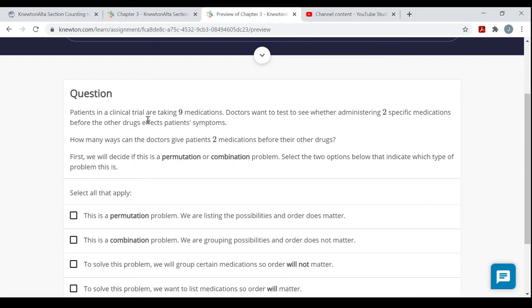Patients in a clinical trial are taking 9 medications. Doctors want to test to see whether administering 2 specific medications before the other drugs affects the patient's symptoms. How many ways can the doctors give patients 2 medications before the other drugs?